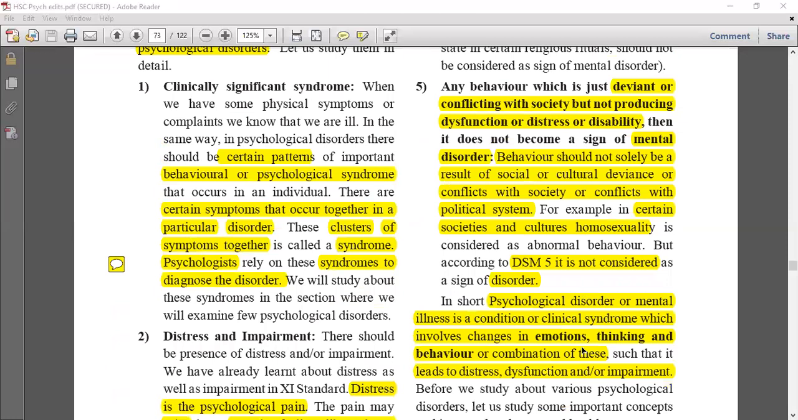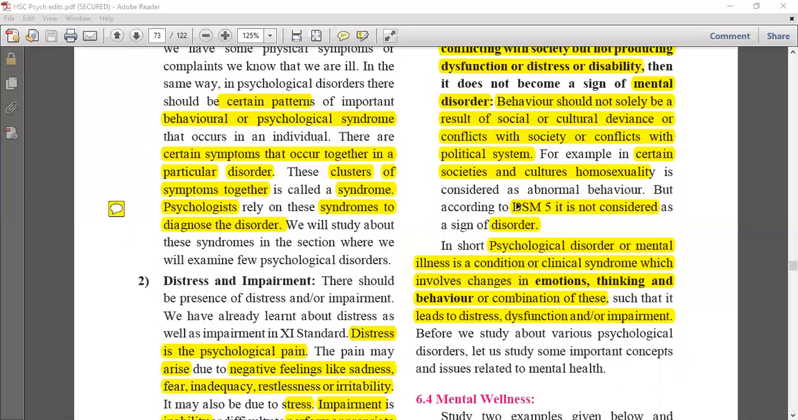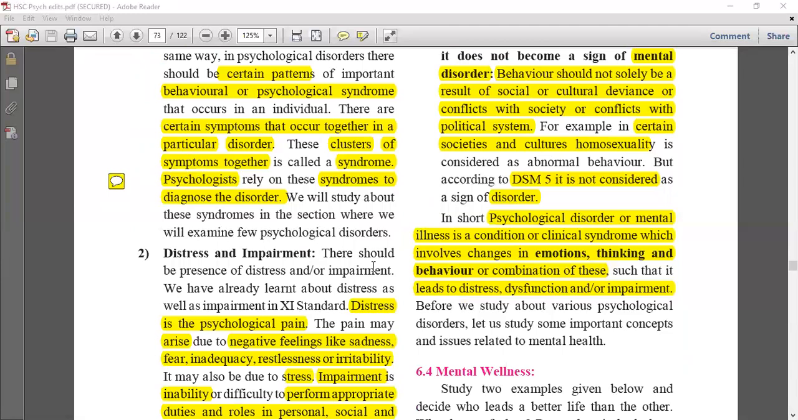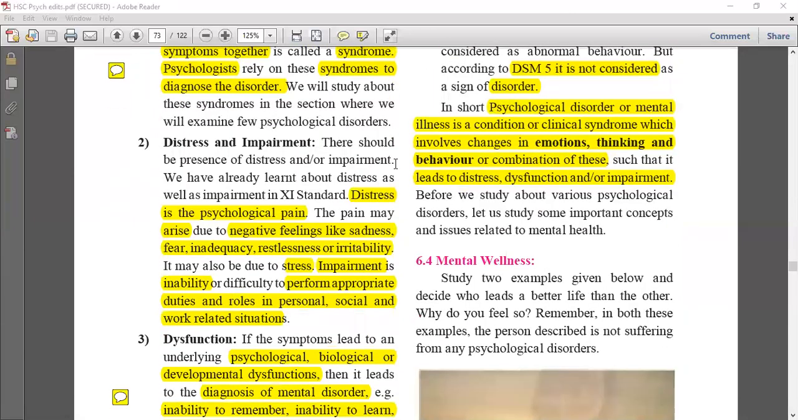The next point is that any behavior which is just deviant or in conflict with society, but not producing dysfunction or distress, does not become a sign of mental disorder. For example, if you go protesting, just because it's not culturally sanctioned, that is not considered a mental disability, because it's not causing you dysfunction, distress, or disability. You can also be one of those people who challenges society, who is in conflict with the social or political system, or say you're a homosexual. That may not be culturally sanctioned, but it's not causing distress and dysfunction, so it's not a disorder.